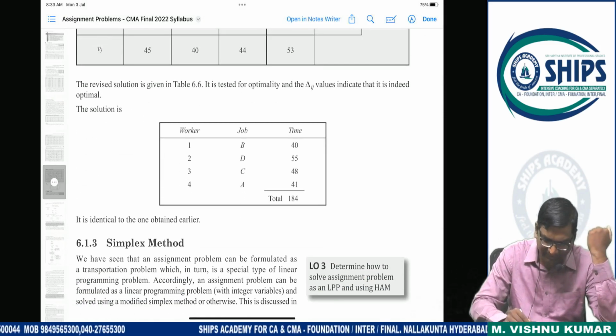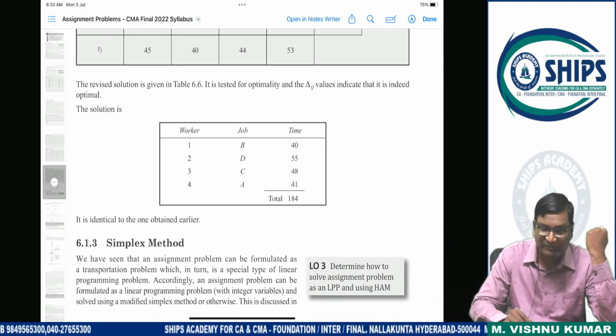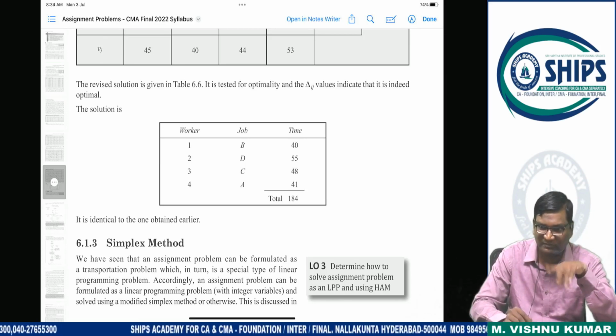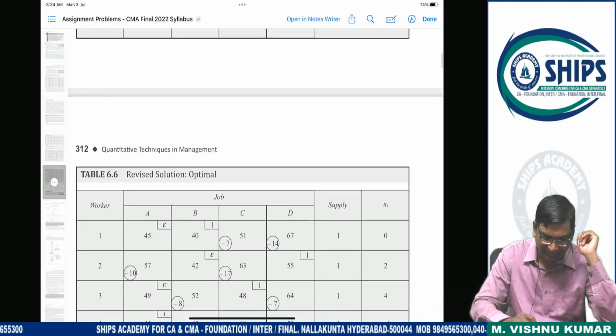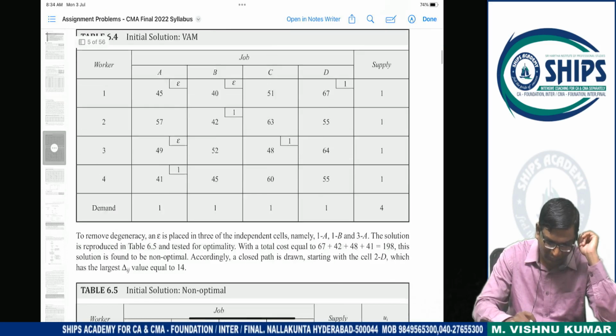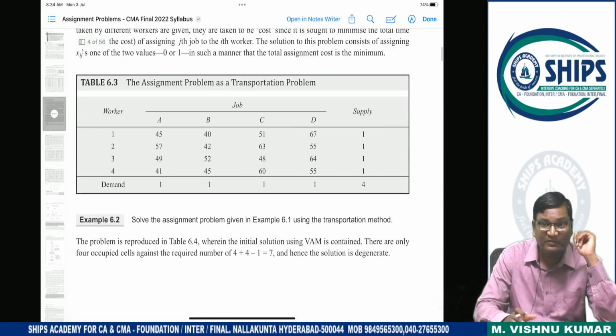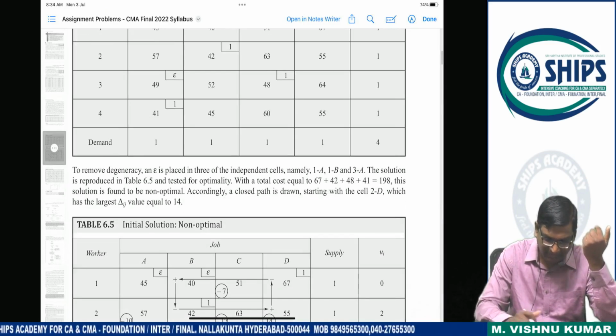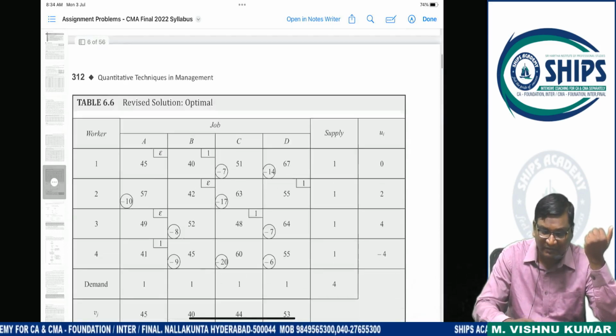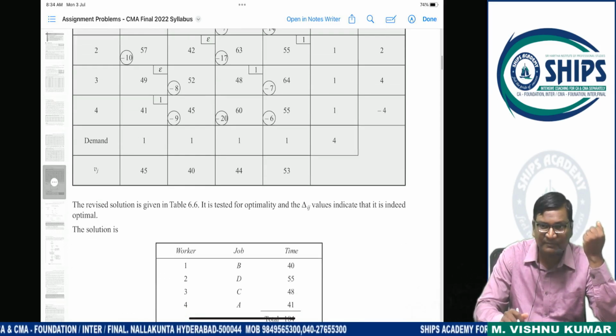देखिए कितना टाइम आया ट्रांसपोर्टेशन में? 184. In transportation also getting how much? 184. But कितना का कैलकुलेशन करना पड़ा? 1 2 3, 3 times, 3 calculations required. So it is also a very complicated procedure.